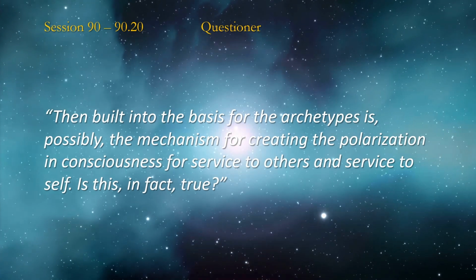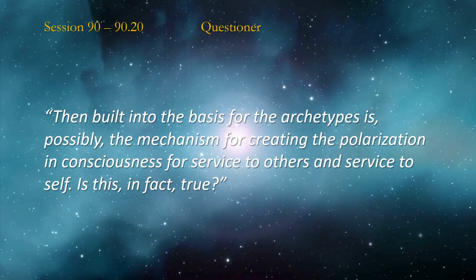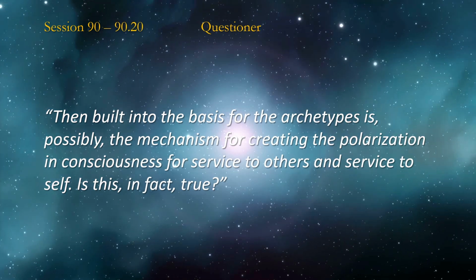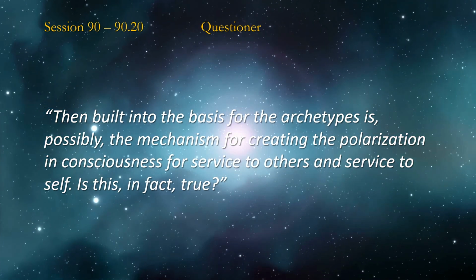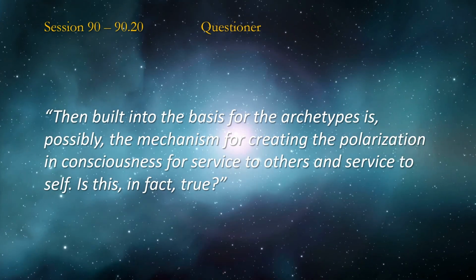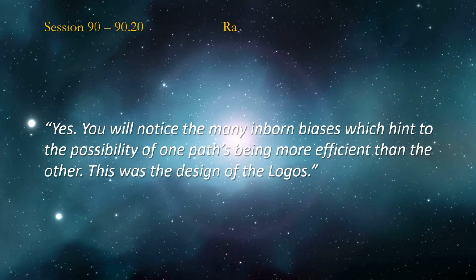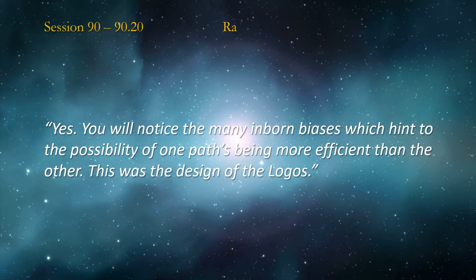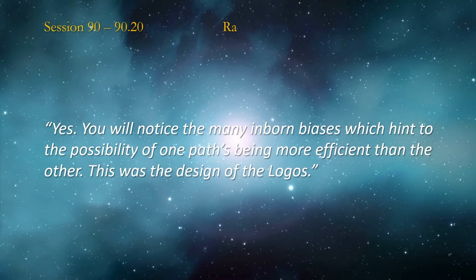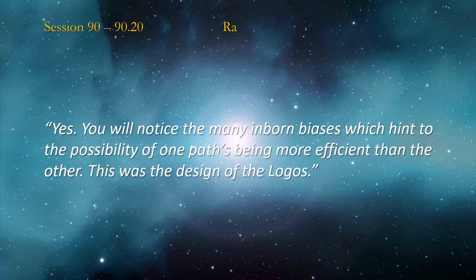Question 20, Don says, then built into the basis of the archetypes is possibly the mechanism for creating the polarization in consciousness for service to others and service to self. Is this in fact true? Ra says, yes. You will notice that many inborn biases which hint to the possibility of one's paths being more efficient than the other. This was the design of the logos. So briefly, because we're entering a new hour, I'm going to cover this and end it. We have at least two more questions that I want to read, but very briefly.